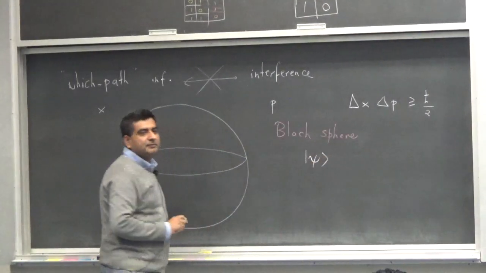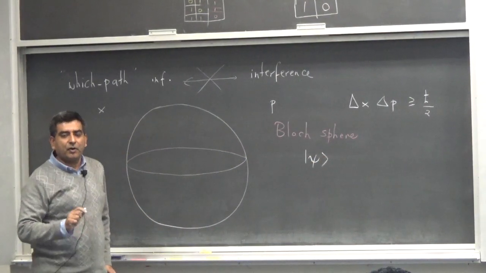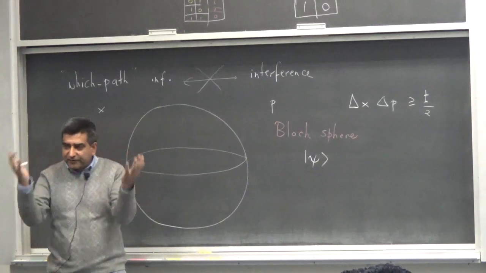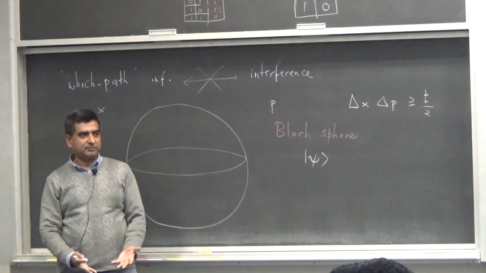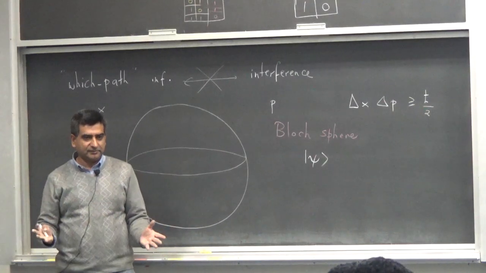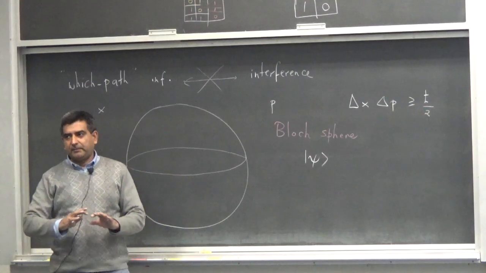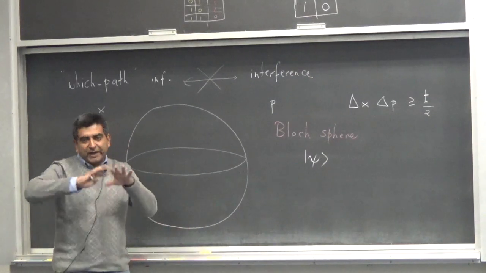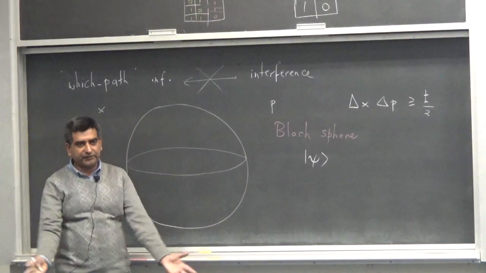psi live on the Bloch sphere. The Bloch sphere is the surface of this sphere, just the surface. In terms of mathematics and differential geometry, this is called S2. This is just the surface of the sphere.